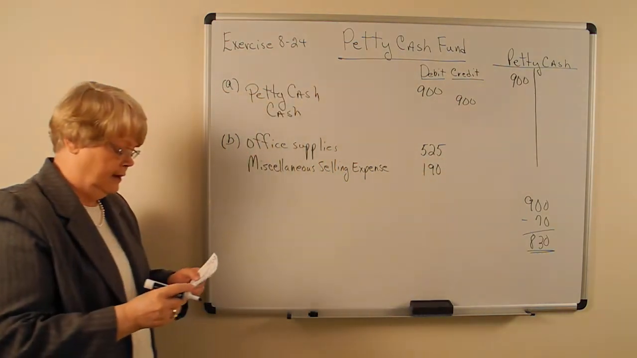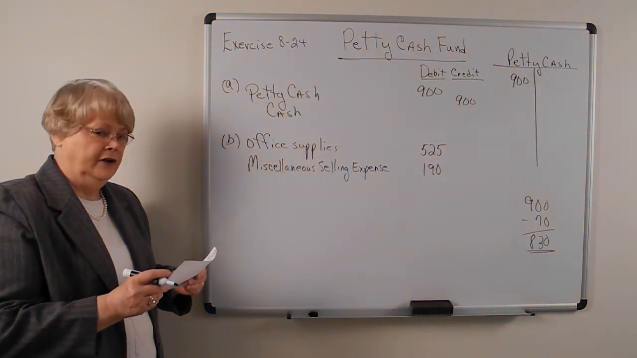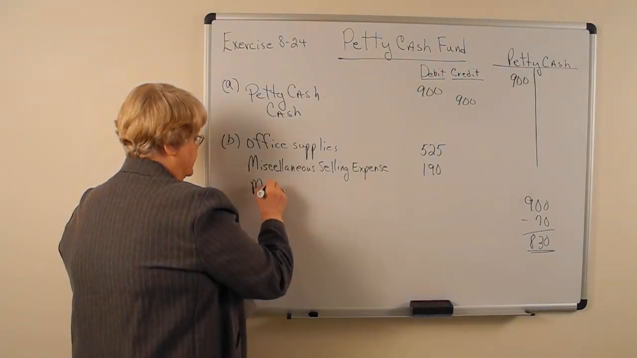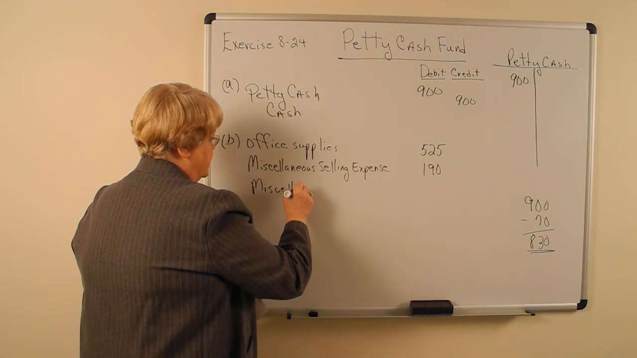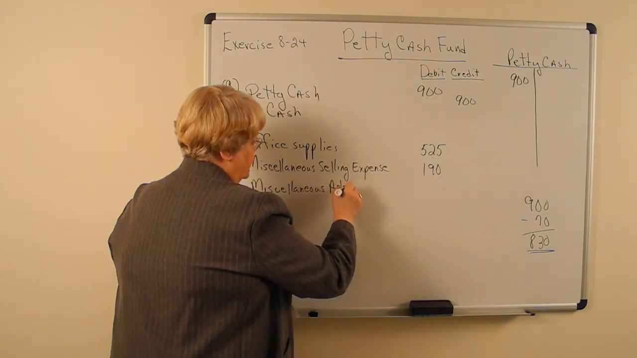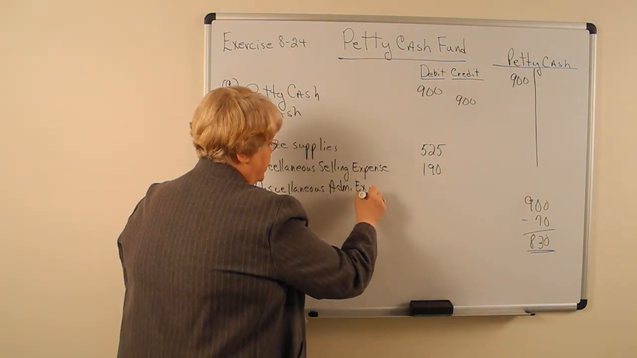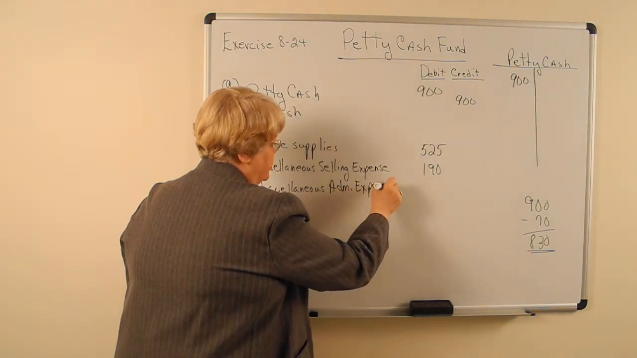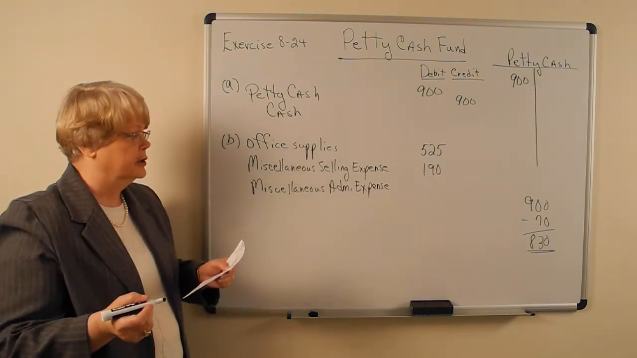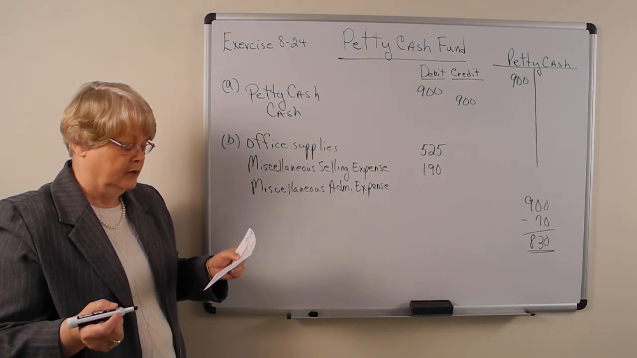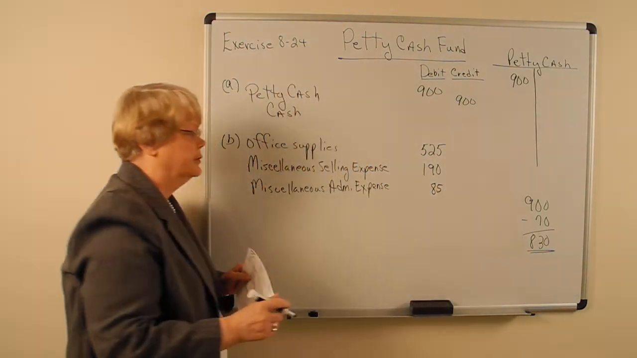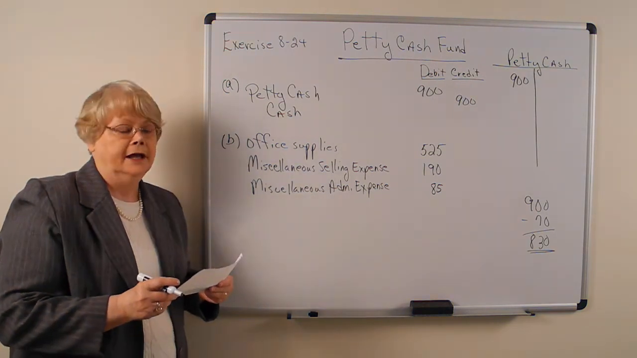Okay. Then we have a voucher for miscellaneous administrative expense. We're going to debit miscellaneous administrative expense. I'll abbreviate here, running out of space, and it is okay to abbreviate as long as you're using an internal document and not an external document. The amount of that voucher or receipt was $85. Okay, and those are the only three vouchers or receipts that we had in the drawer.